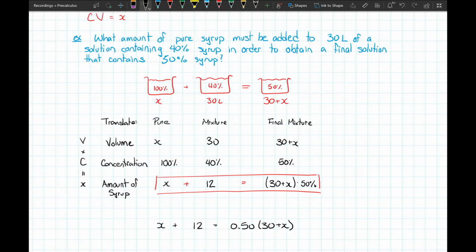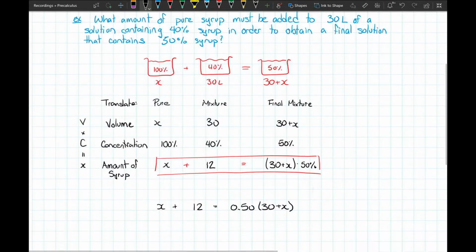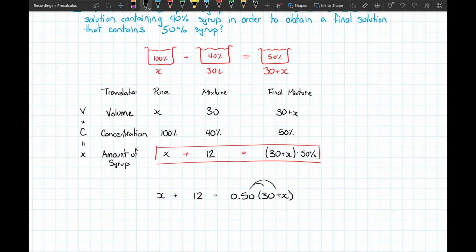Now the first thing to note here is that 50% is better written as a decimal, 0.5, and then we can distribute that into the brackets. x plus 12 must then equal 15 plus 0.5x. And remember, this is 1x on the left-hand side and 0.5x on the right-hand side, so we can subtract 0.5x from both sides. And this will give us 0.5x on the left-hand side of the equation.